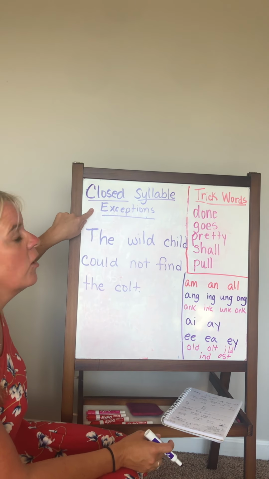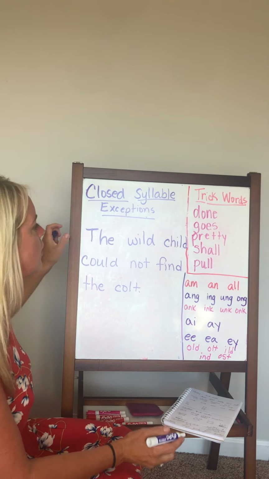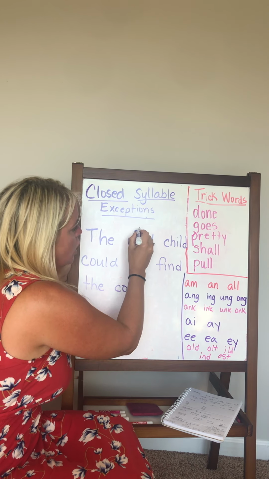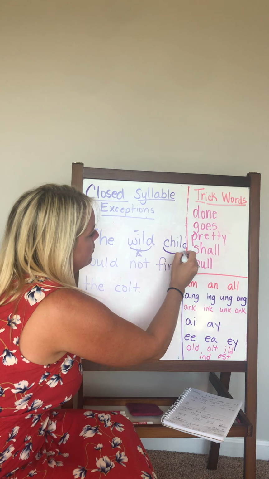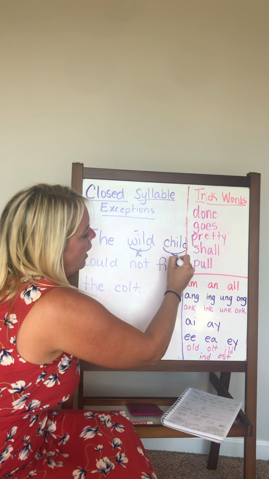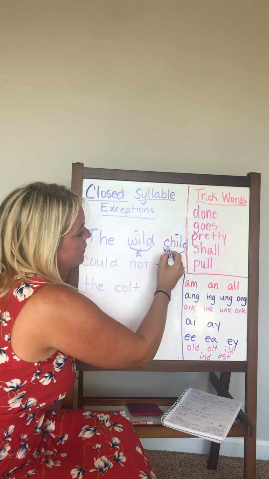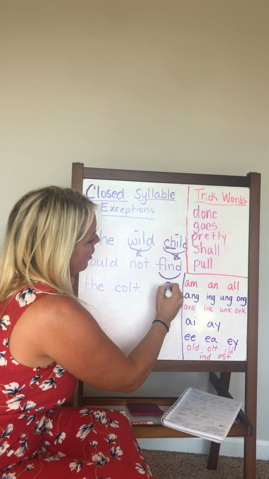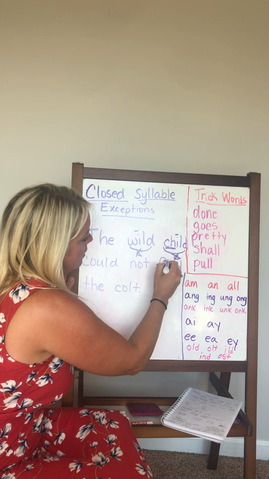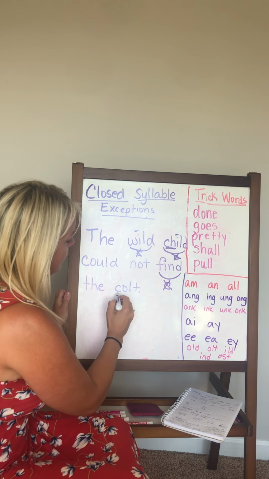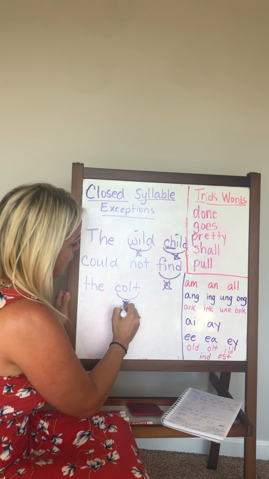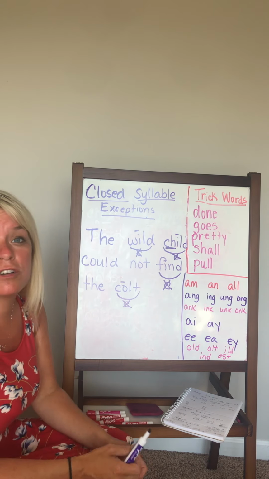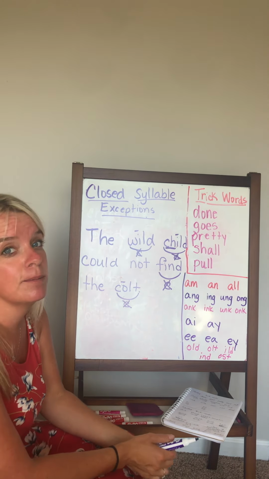So if I'm looking at my sentence, I have quite a few words that I could mark up according to my closed syllable exception rule. I know wild is a closed syllable exception. I know child is a closed syllable exception with a digraph. I know find is a closed syllable exception. And I know colt is a closed syllable exception. So we had 4 words in that sentence that had the closed syllable exception.